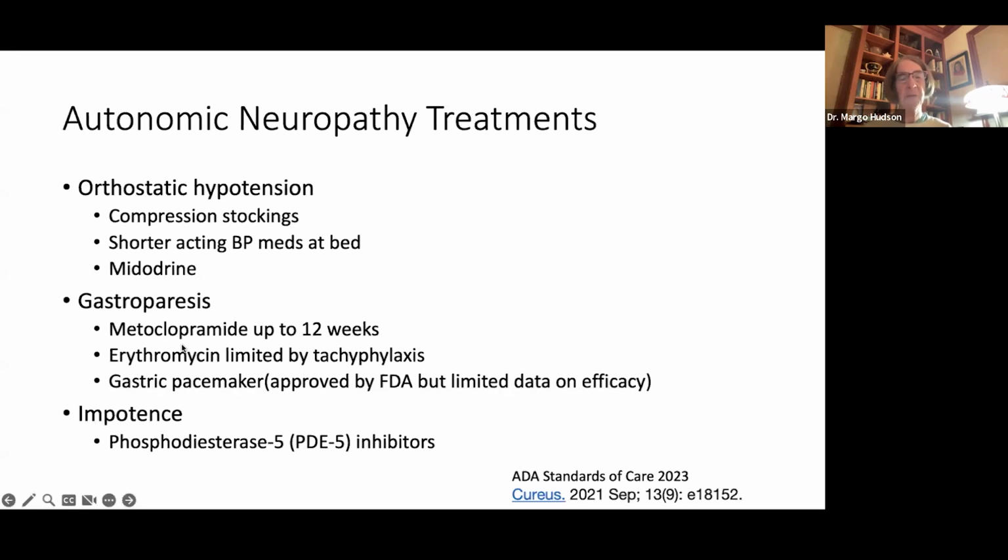For gastroparesis, we really don't have great treatments. Metoclopramide can be used, but you can't use it long-term, unfortunately, because of the risk for tardive dyskinesia. Erythromycin has been used, but again, it's limited efficacy. And there are gastric pacemakers that have been approved, but really not a lot of data on that. And then for impotence, we have the phosphodiesterase inhibitors, of course.